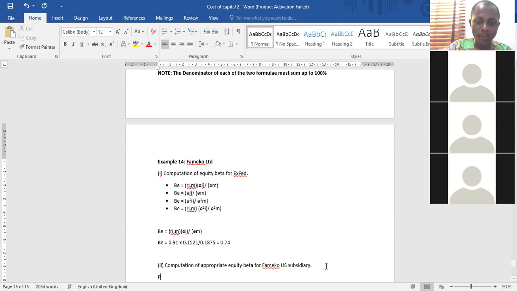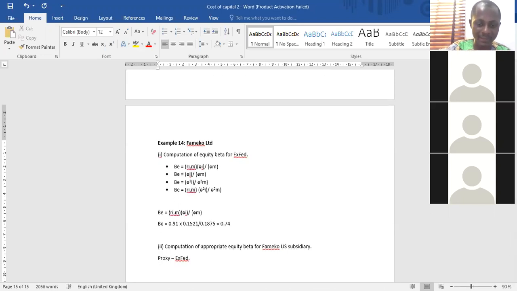So, our proxy company is what? Which is our proxy company? Our proxy is X-Fed. This is our proxy company, X-Fed. So, what's our proxy equity beta? Proxy beta of equity. The one we computed is 0.74. That's the proxy beta of equity.